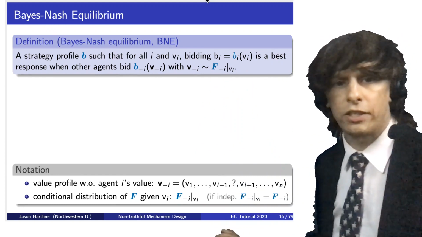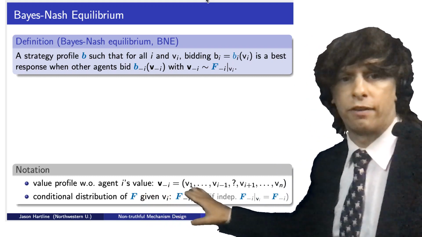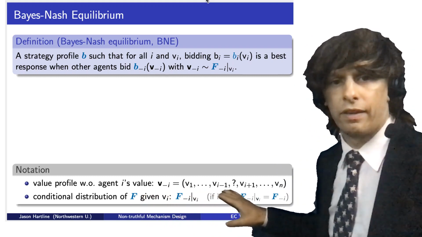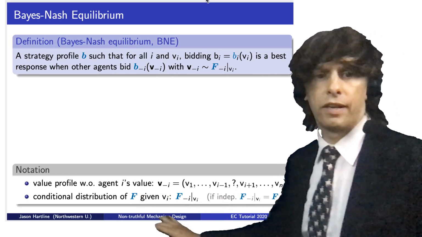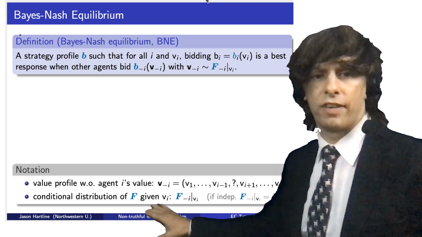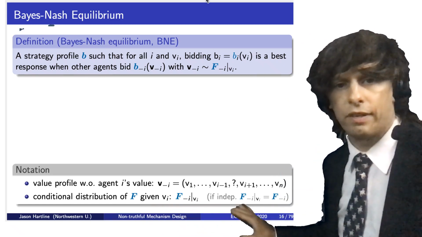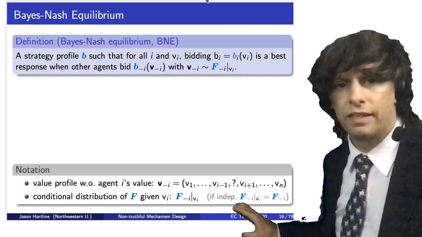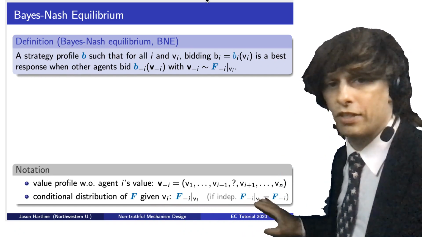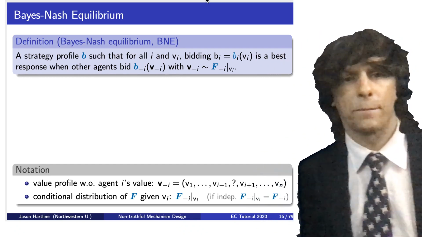Just a little bit of notation. We'll denote by v_{-i} the vector of values with value i removed, and the conditional distribution of F given v_i will denote with this notation. And of course, if the values are drawn independently, then the conditional distribution is just the product distribution without agent i.